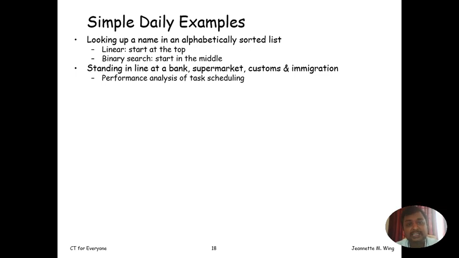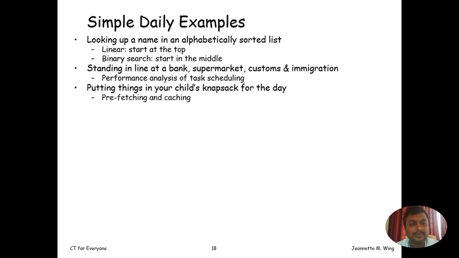So standing in line at a bank, supermarket, customs and immigration, say you want to analyze how much time is taken by that officer to clear every person. So processing time per candidate as such. So what if I put parallel counters and so on?